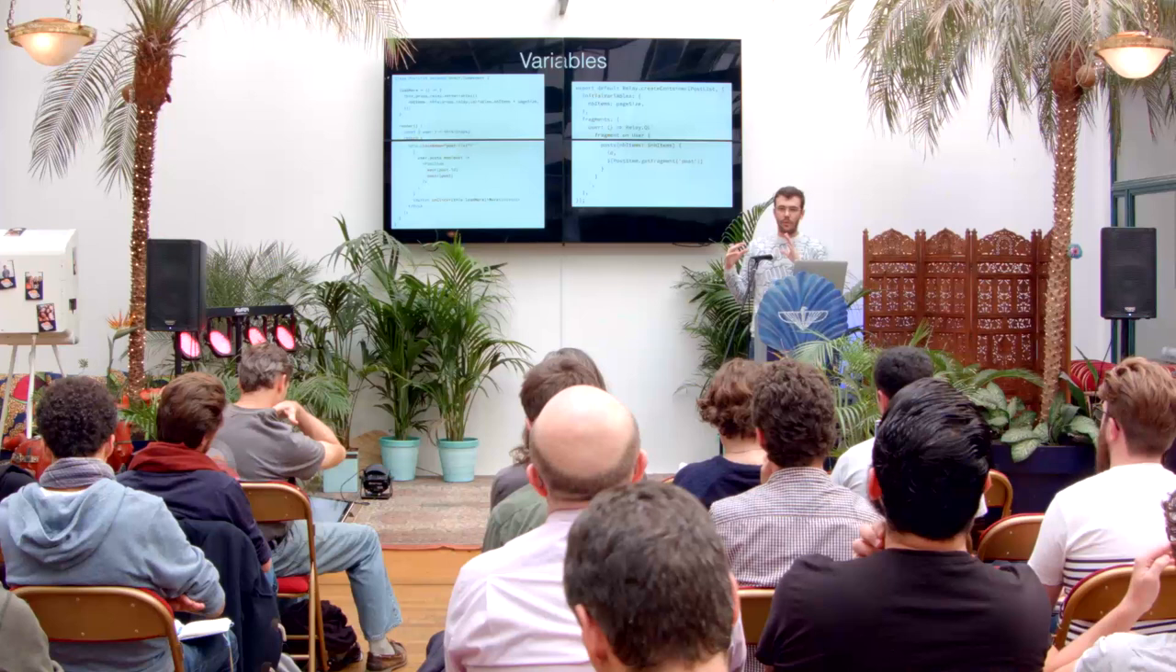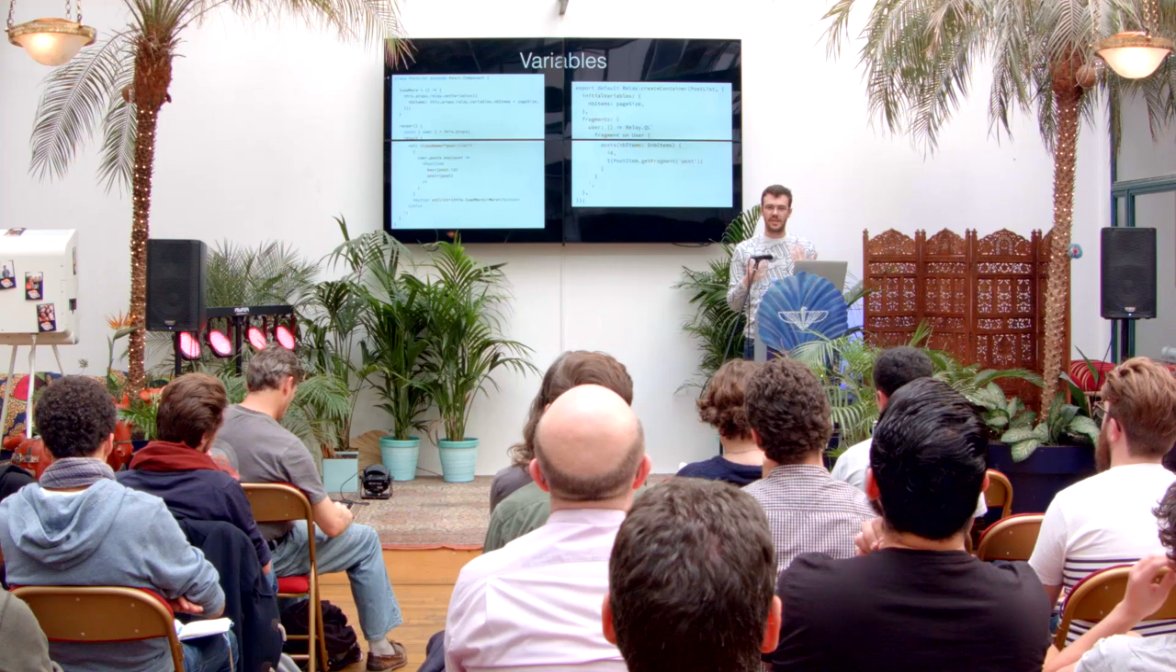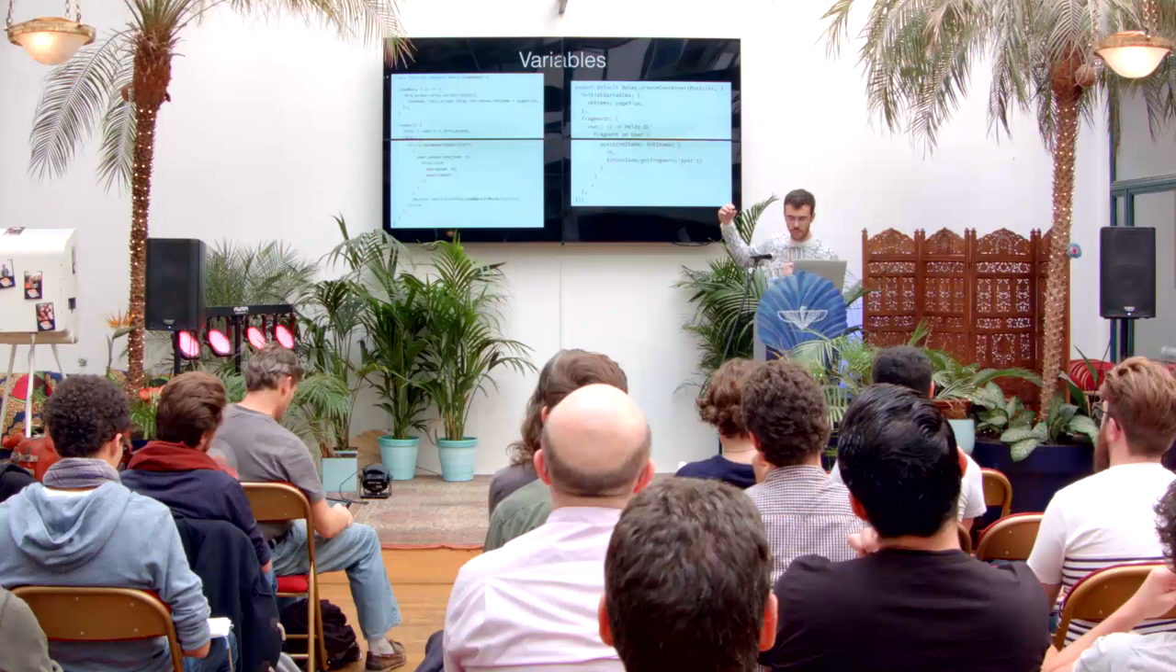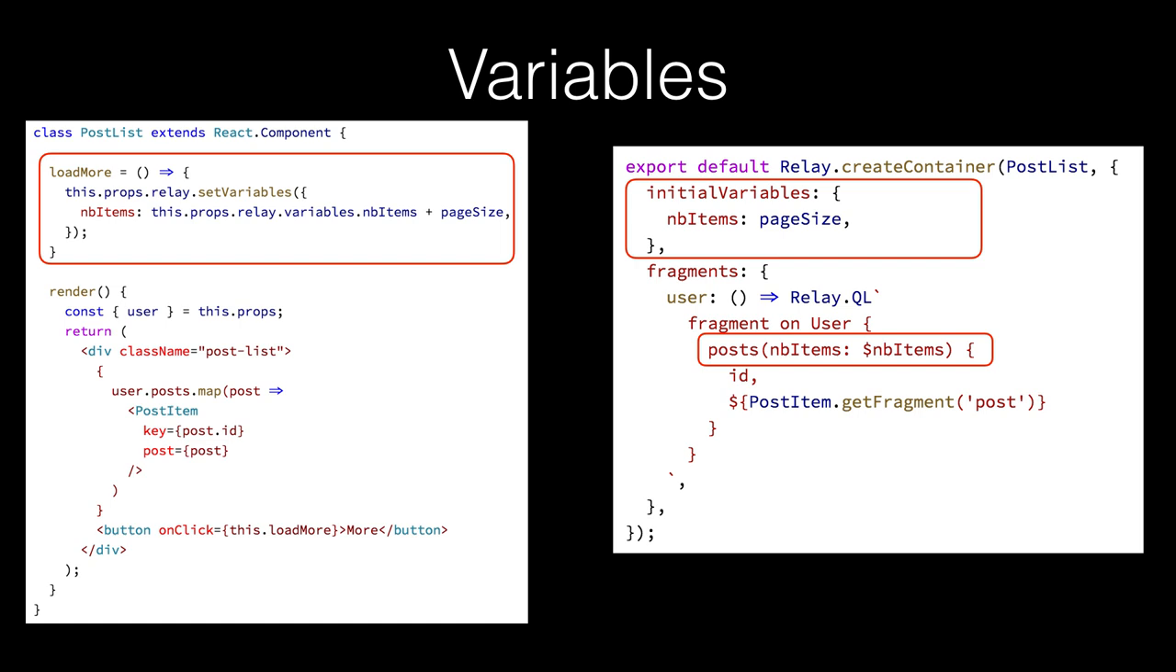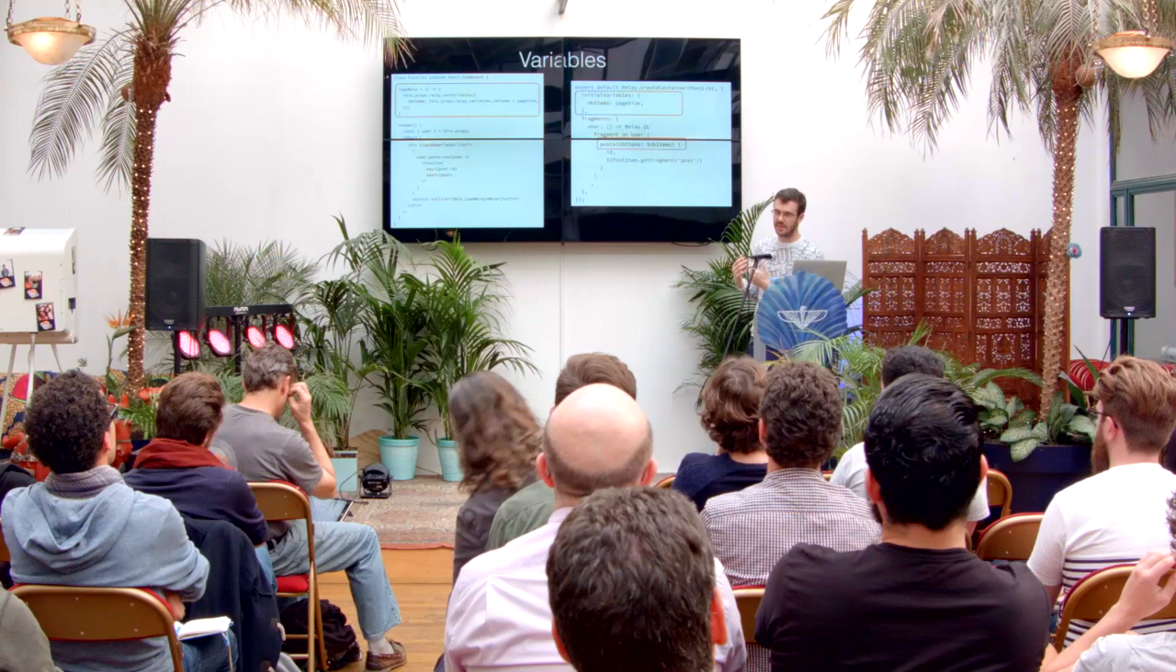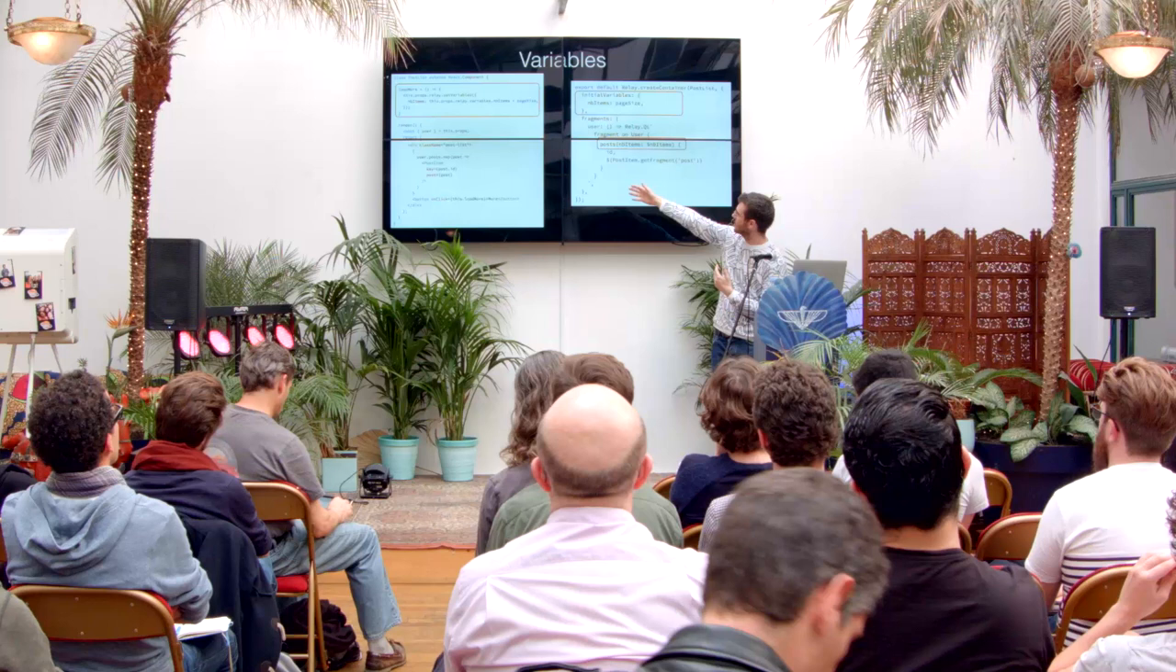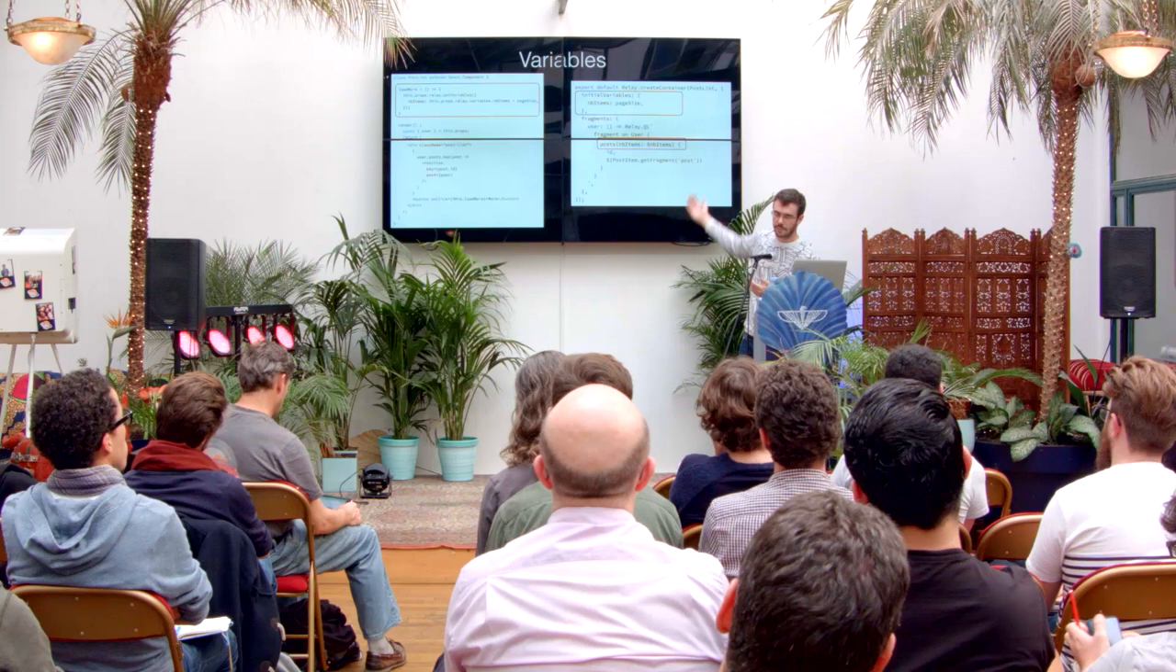That's a very basic use case of Relay, but sometimes you need more sophisticated logic to control how data are fetched, and so Relay supports variables. Here we have the same post list, but we have a button at the end of the list that tells us to load more posts, and our post field is now paginated. We're declaring that this component has a variable called nbItems, initialized to a value pageSize, which can be 10 or 20, whatever we want. And the field post will take an argument, which is the value of this variable. Then in our component, when we want to set a new value for this variable, we will use the relay property that is injected in our component and say that the variable nbItems has a new value, which is the old value plus pageSize.